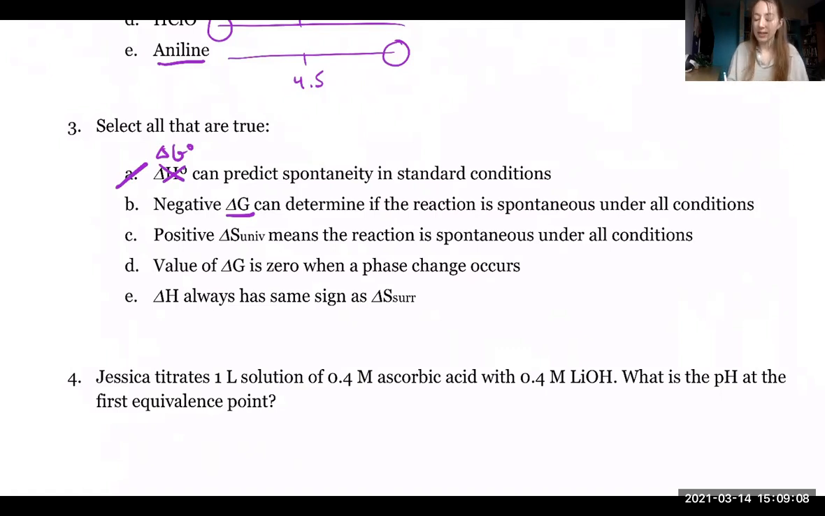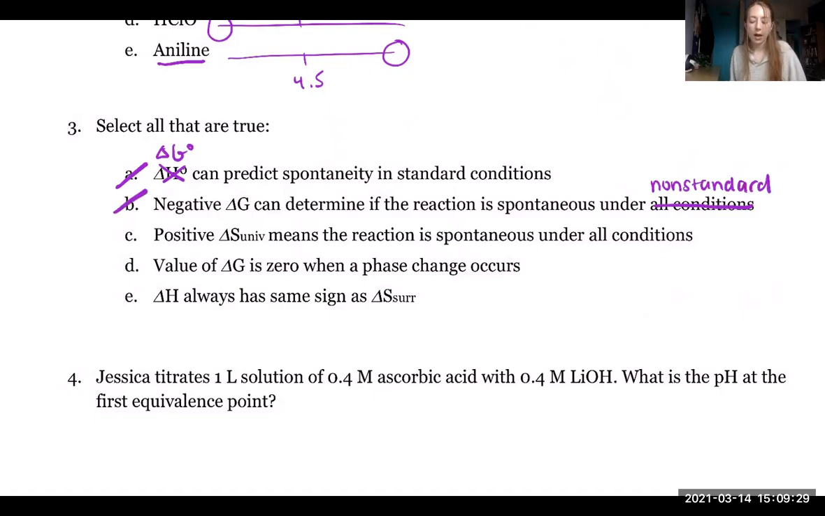No. Yeah, because this does not account for the delta G under standard conditions. So under delta G, non-standard can only determine spontaneity under non-standard conditions. Okay.